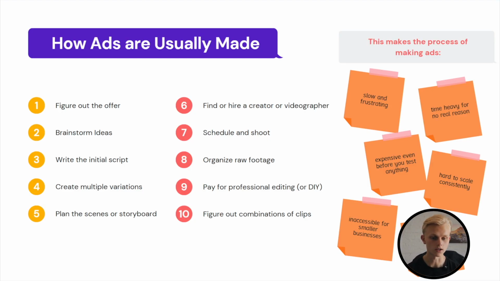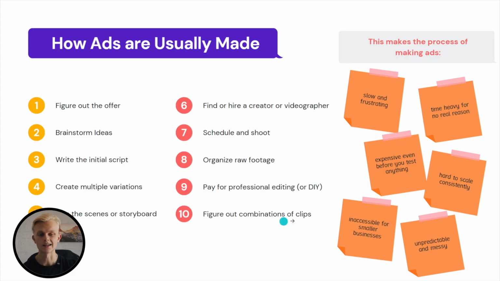You have to figure out the combination of the clips to see what the variations are that you can come up with. And the thing is, this makes it super slow and frustrating, super time heavy for no real reason, especially if you consider what is possible, which I'm hoping to show you today. It makes it super expensive, and that makes it tough to test different ad variations. And the thing with ads is you want to be testing a bunch of different ad angles, and so it's going to be very expensive to test at this level. Also making it hard to scale consistently.